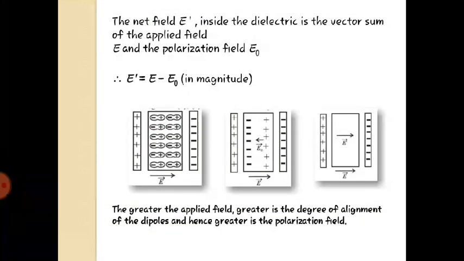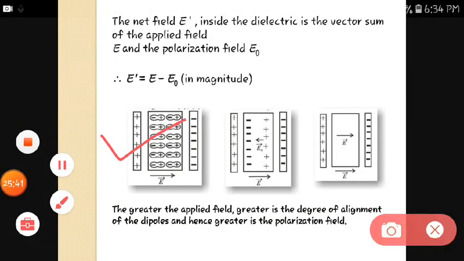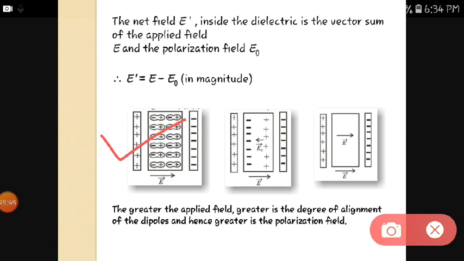In the first diagram you can see what happens when an external field is applied. In all the cases we are going to say that the external field is applied and is uniform, and this is the dielectric slab in which you can see dipole moments are being created. All the positive charges move towards the left side and all the negative charges are along the right side.